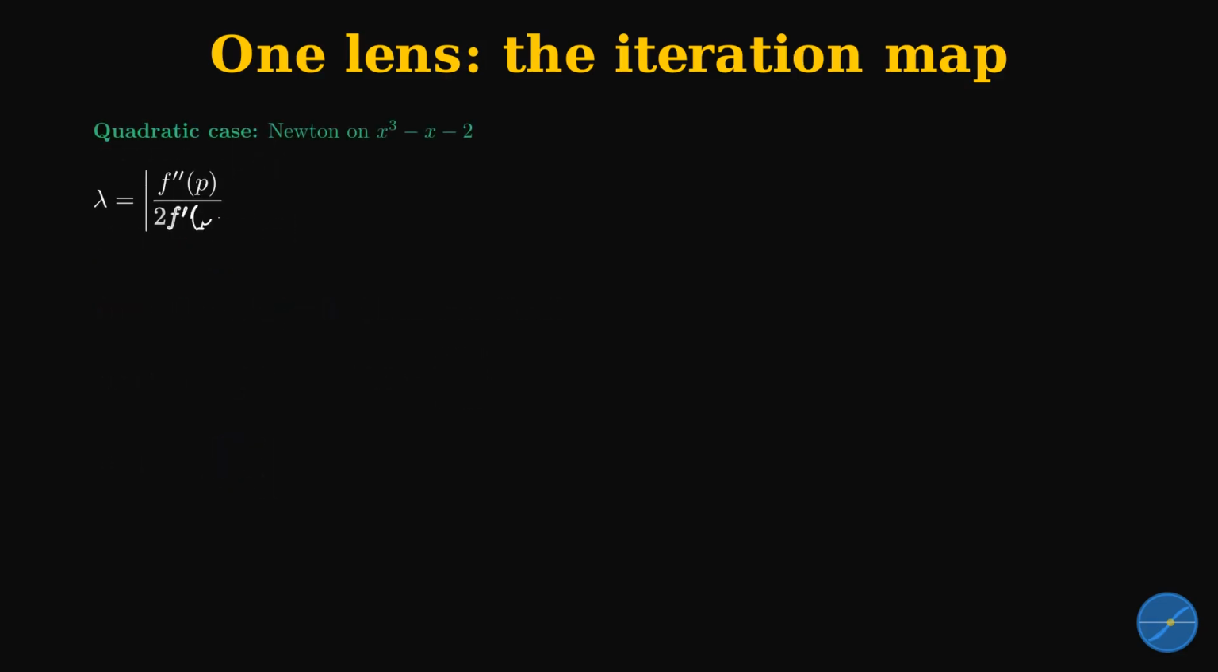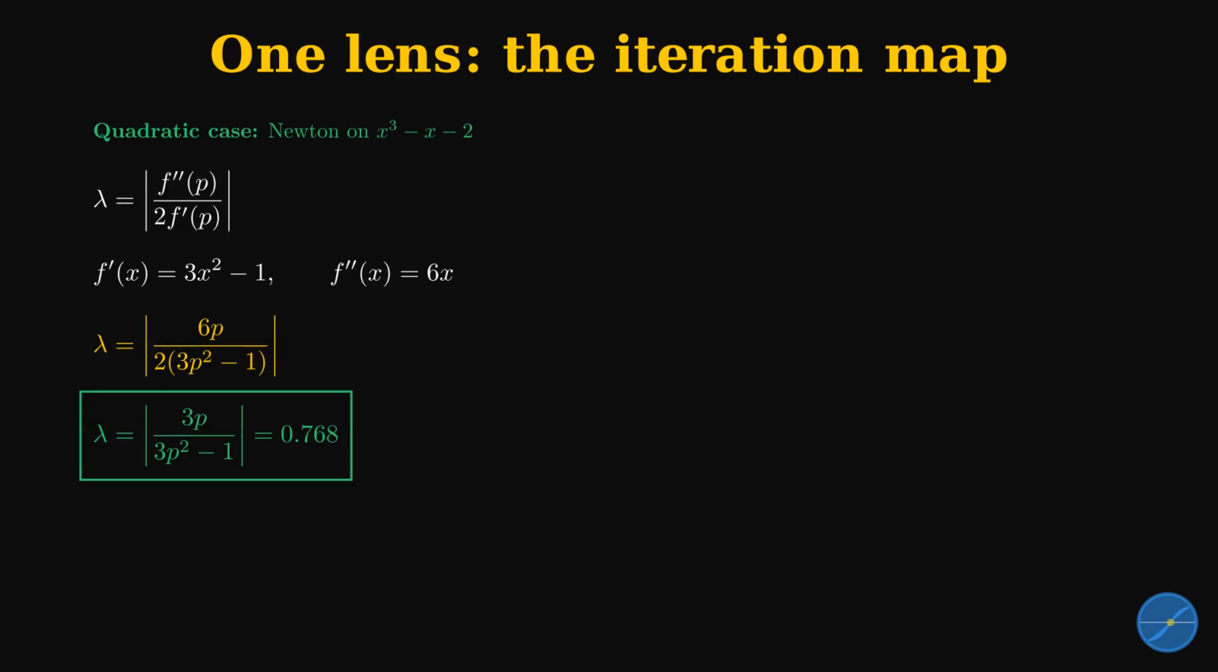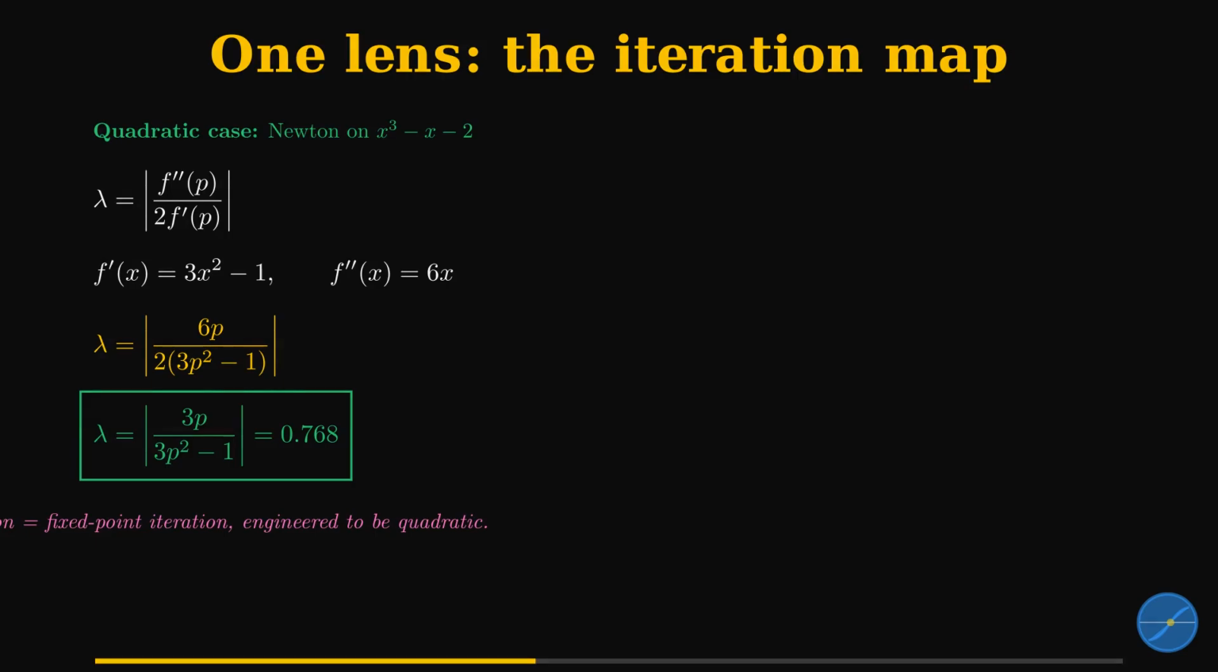Put in our function x cubed minus x minus 2. Its first derivative is 3x squared minus 1. Its second is 6x. So lambda is 6p over 2 times 3p squared minus 1. Cancel the 2. 3p over 3p squared minus 1. That's the constant from the table, quadratic. Newton is fixed point iteration, tuned to kill the linear term.